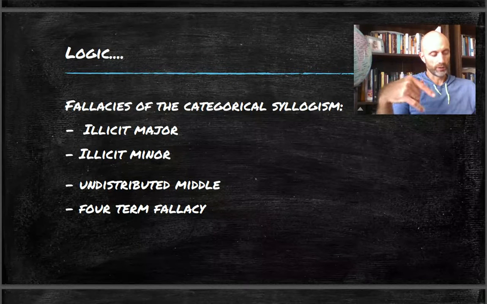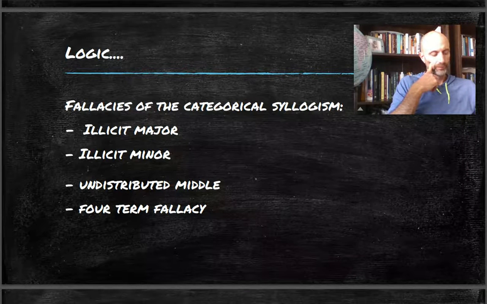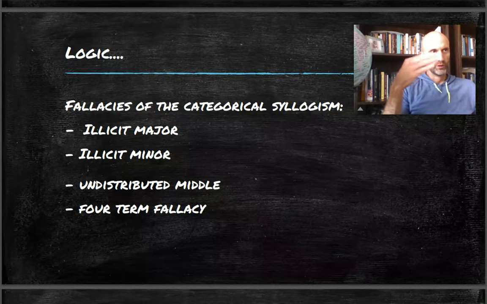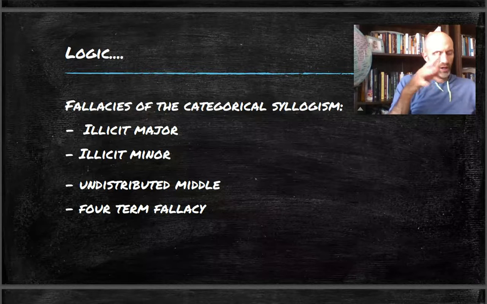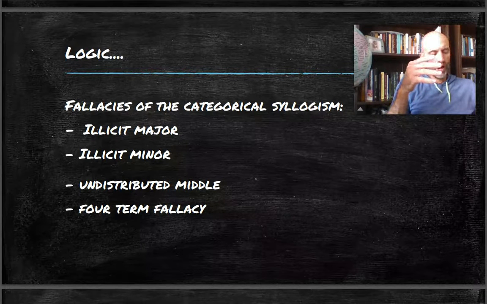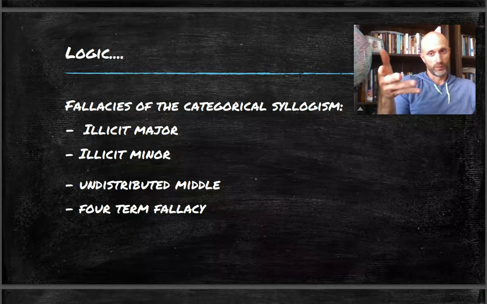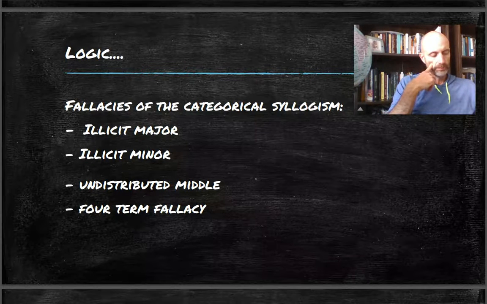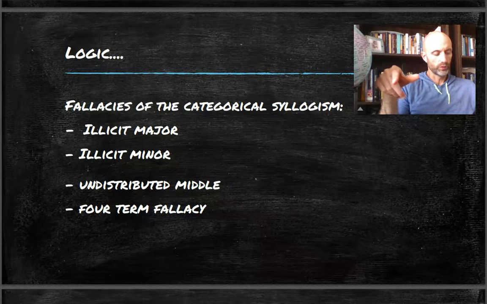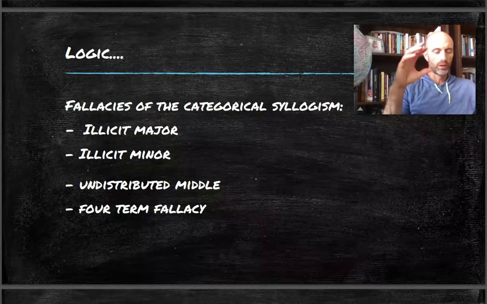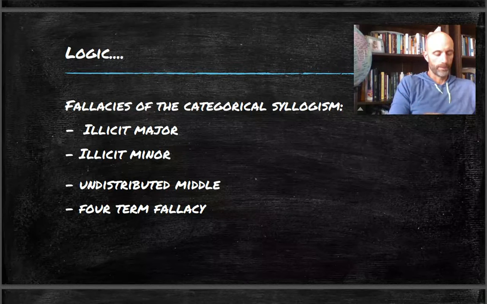Same thing for illicit minor. You already understand undistributed middle, the rule about the middle term having to be distributed at least once. Four-term fallacy, hopefully you've already checked for that. Do they really mean the same thing when these terms are used in the different premises? Or are they shifting the meaning a little bit, when from the first premise they meant X, but over here in the second premise they really mean something different by this word? So these notes are contained within those 7 rules.